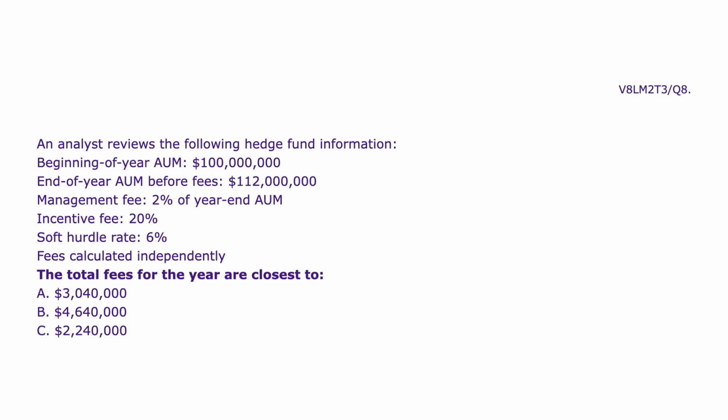An analyst reviews the following hedge fund information. Beginning of year AUM $100 million. End of year AUM before fees $112 million. Management fee 2% of year-end AUM. Incentive fee 20%. Soft hurdle rate 6%. Fees calculated independently. The total fees for the year are closest to A.